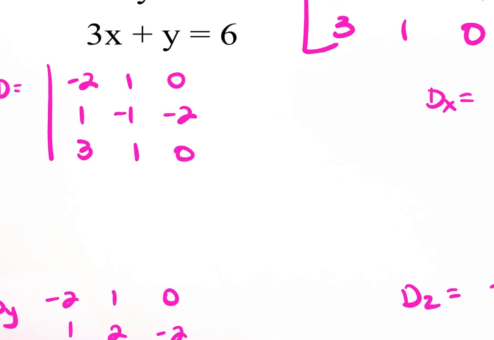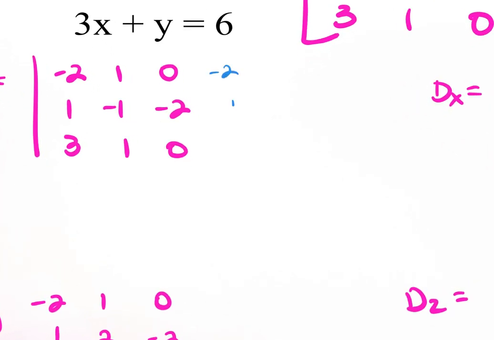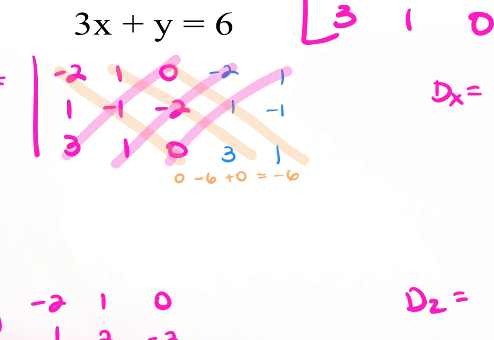Now I'm going to go back and do the determinants. So repeat the first and second column. Multiply down the diagonals. This would be 0 minus 6 plus 0, so negative 6. Come back the other way. 0 plus 4 plus 0, 4. Negative 6 minus 4, and D is negative 10.